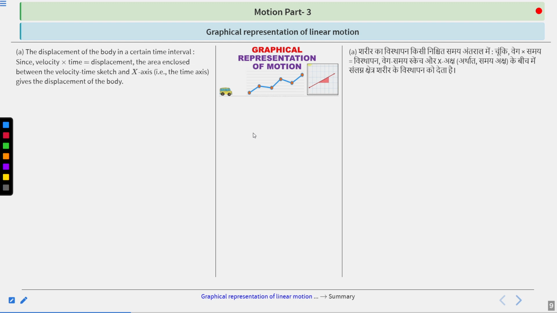From the velocity time graph, we can determine, first, the displacement of a body in a certain time interval. How can we determine it? Since velocity into time is equal to displacement, the area enclosed between the velocity time graph and the x-axis, therefore the time axis, gives the displacement of the body.